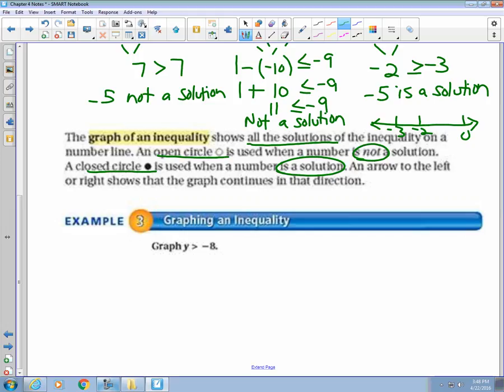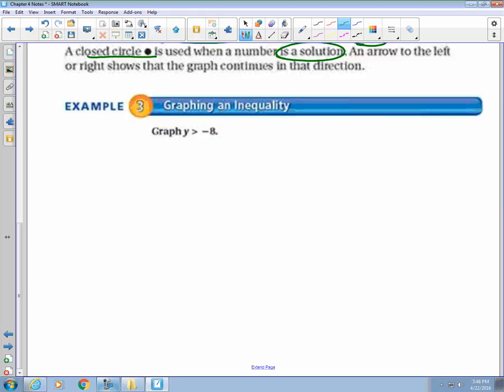So let's go ahead and take a look at this problem right here. And then I'll probably do another one next to it so that you can see another one. So graph y is greater than -8. What I need you to do is write a number line first. Let's put 0 on here somewhere, and let's figure out where -8 would be. If I think about it, -1, -2, -3, -4, -5, -6, -7, -8 would be all the way over here. All right? Maybe there'd be a 1 and a 2 and a 3 up here.